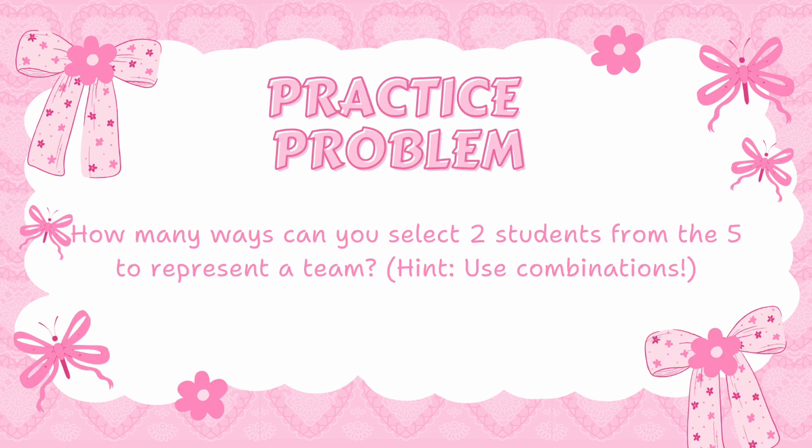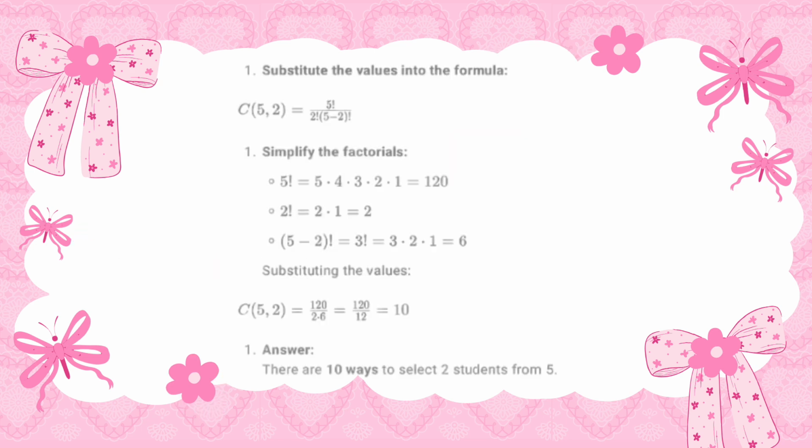Let's now have the problem in combinations. How many ways can you select 2 students from the 5 to represent a team? Let's now dive into solving the problem in combinations. Substitute the values in the formula. C(5, 2) equals 5 factorial over 2 factorial times 5 minus 2 factorial.